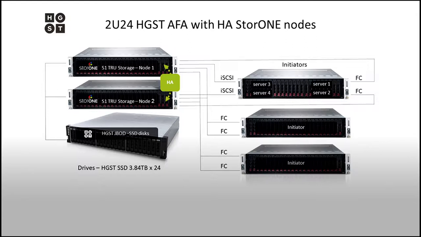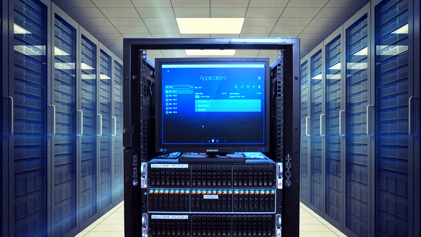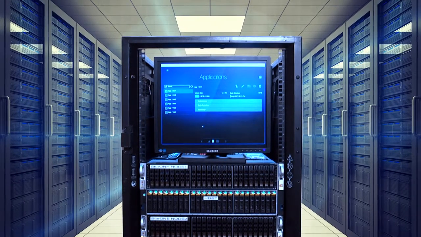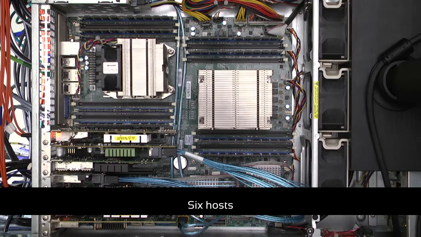In this demo, S1 is installed on 2 Supermicro servers and functions as a full HA system. The servers are connected to an HGST JBOD with 24 HGST SSD drives and connected to 6 hosts through iSCSI and fiber channel connections.